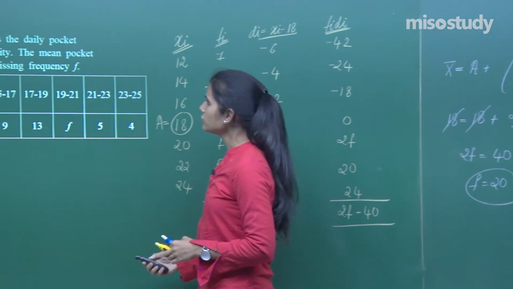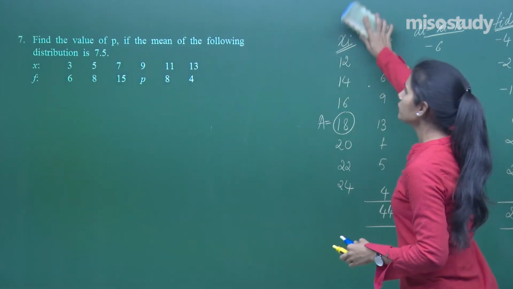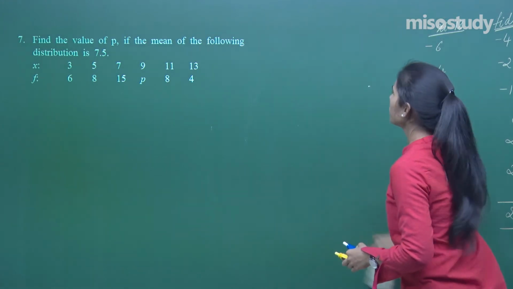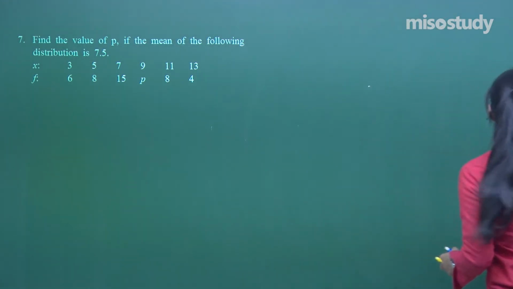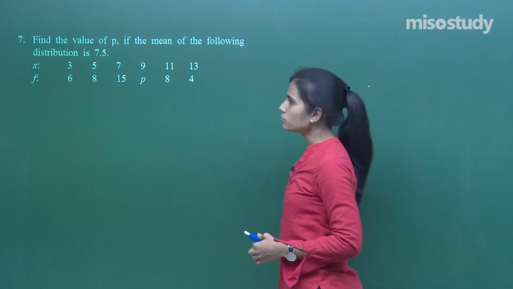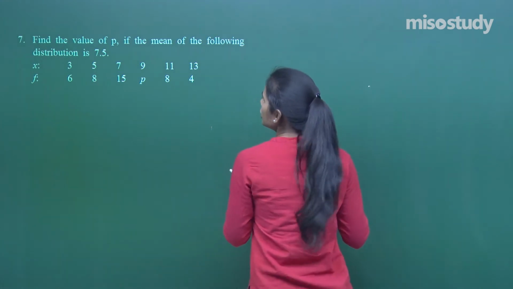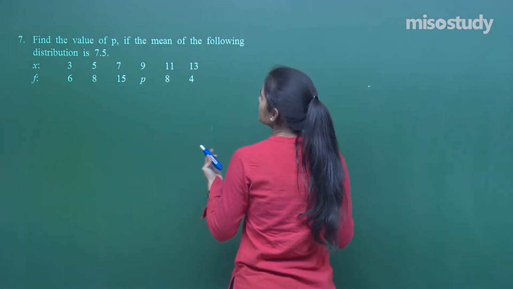Let's move to the next question. It says: find the value of p if the mean of the following distribution is 7.5. So xi's are given to you, fi's are given to you, small values are there. Let's just go by the direct method. Find the value of p if the mean is 7.5.